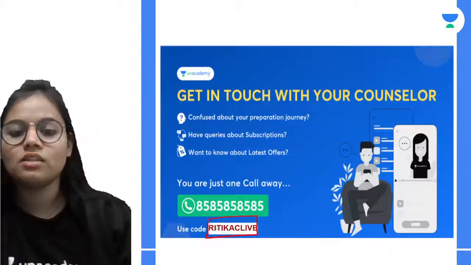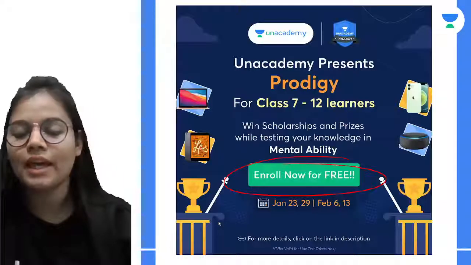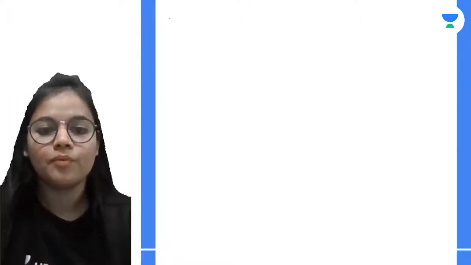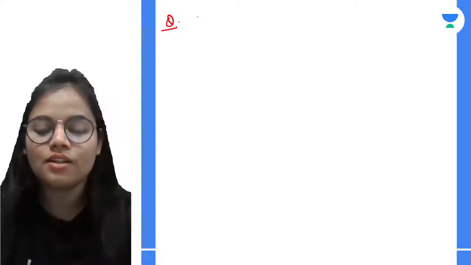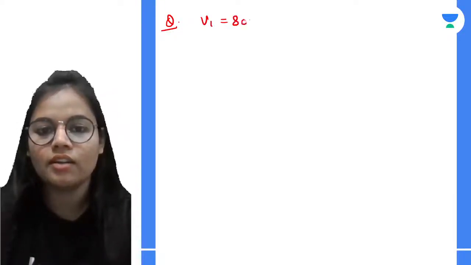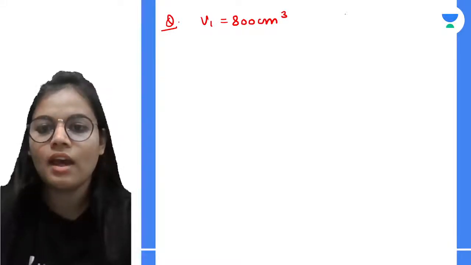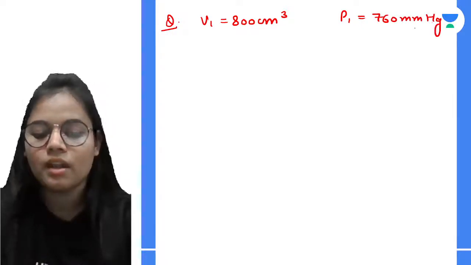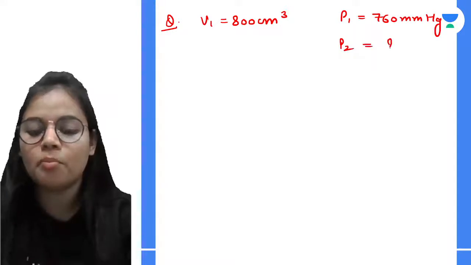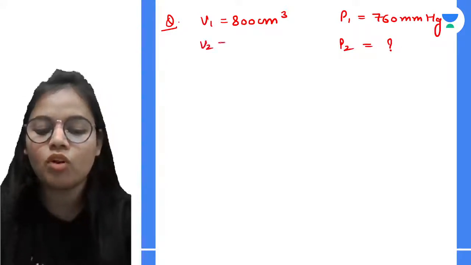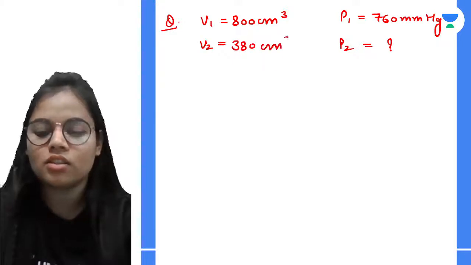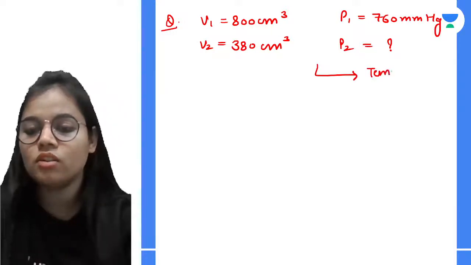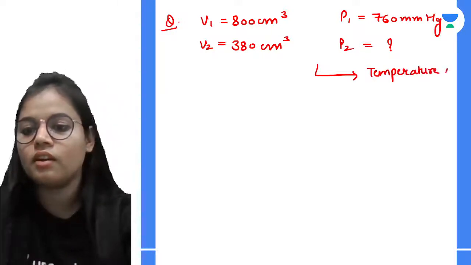Okay, now let's do one more question on this topic and then we will be wrapping up this session. If the question says that there is a gas which occupies 800 centimeter cube at pressure P1, that is 760 millimeter of Hg, we have to find out at what pressure it will be occupying the volume 380 centimeter cube, and the condition that is given to us over here is the temperature is constant.